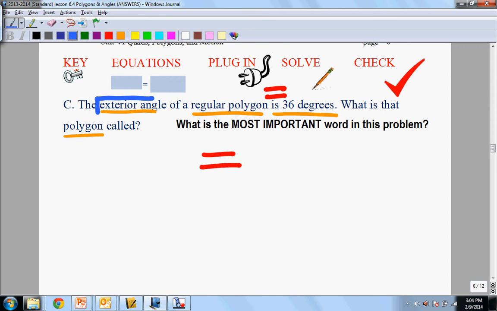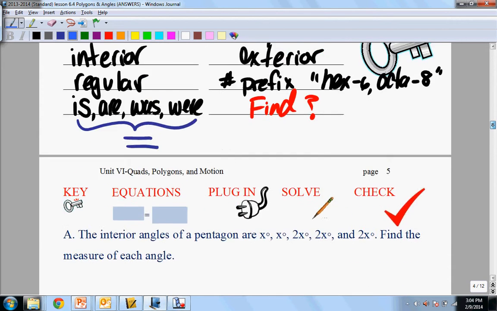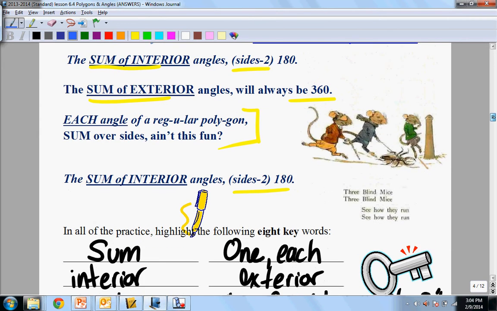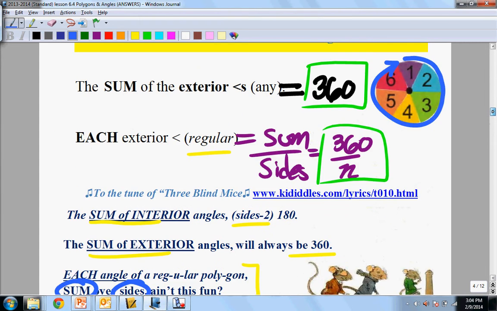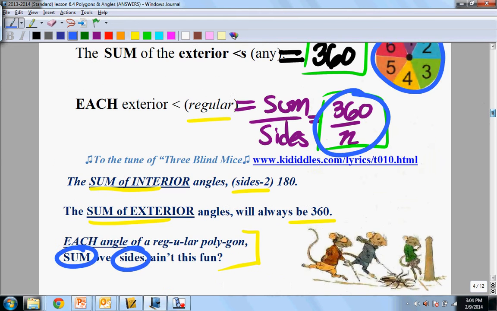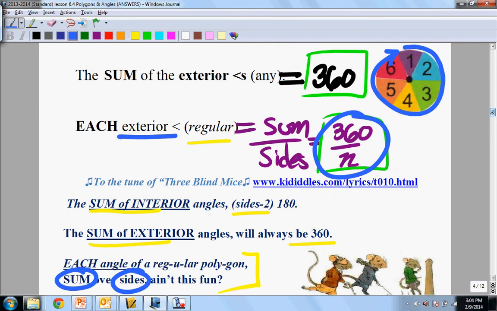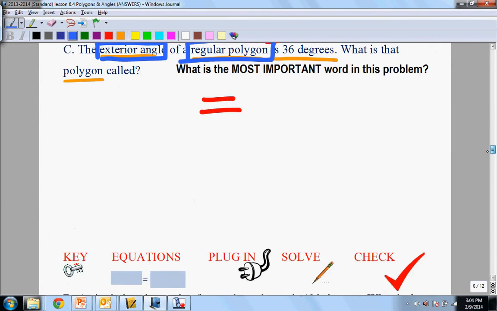We are building, we want a single exterior angle, and we want it of a regular polygon. So how do we find an exterior angle of a regular polygon? It's sum over sides. But in this case, the sum over the sides is 360 over n. For an exterior. It's exterior, not interior.